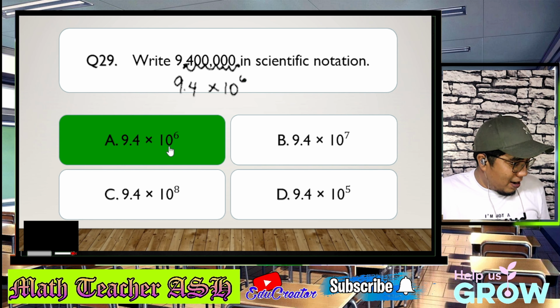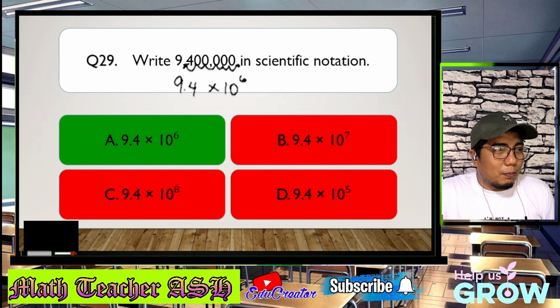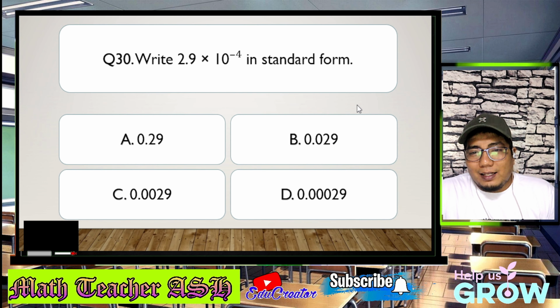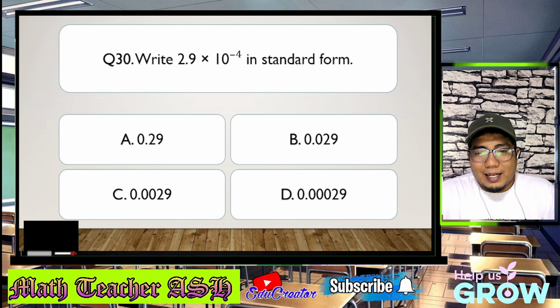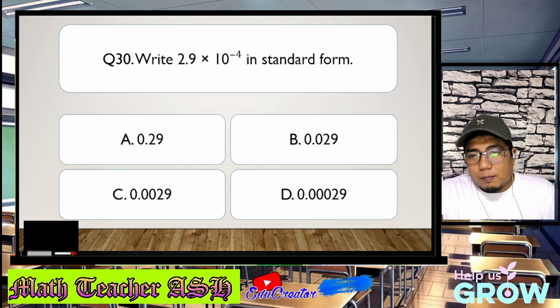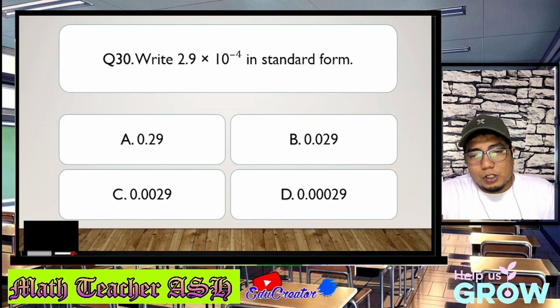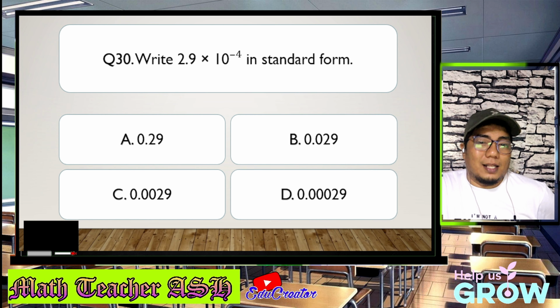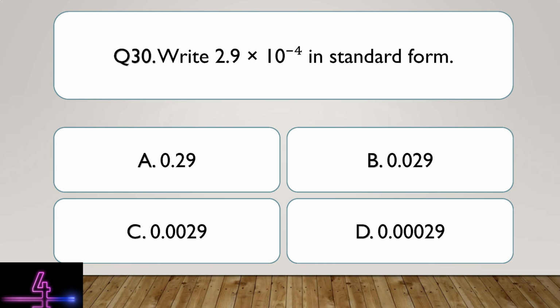Let's check. All right. Easy, right? Very easy, my dear math learners. So now let us go to question number 30. Write 2.9 times 10 to the negative 4 in standard form. Is it A, 0.29 or 29 hundredths? B, 0.029 or 29 thousandths? C, 0.0029 or 29 ten thousandths? Or D, 0.00029 or 29 hundred thousandths? I'll give you 5 seconds to think about your answer. 5, 4, 3, 2, 1.